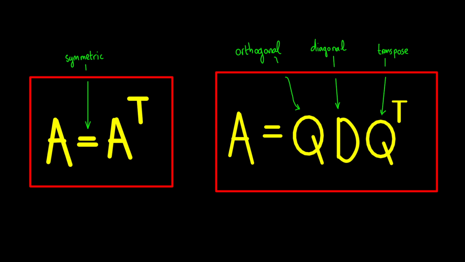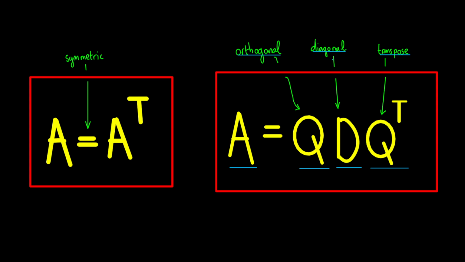So what is the orthogonal diagonalization of a matrix, and when and how can we do it? Well, the orthogonal diagonalization of a matrix A is the representation of A as the product of three matrices, Q, D times Q transpose, where Q is an orthogonal matrix, which just means that its inverse is equal to its transpose, and D is a diagonal matrix.